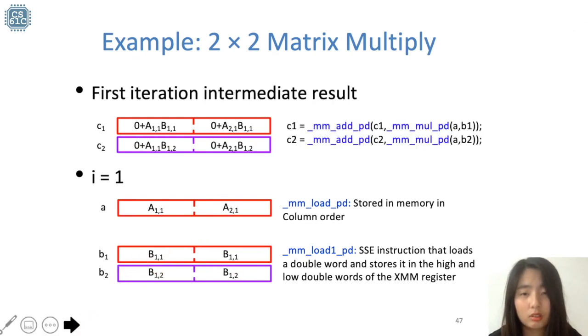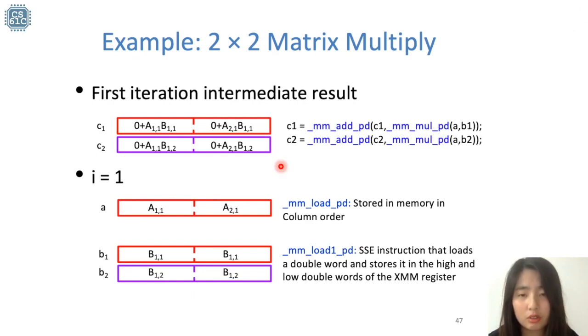Right. Let's look back to the formula again. So for the first column of C, we need to do A11 times B11, A21 times B11. That can be accomplished by multiplying vector A with vector B1, _mm_mul_pd(A, B1). For the second column of C, similarly, A11 times B12, A21 times B12 can be accomplished by multiplying A with B2, _mm_mul_pd(A, B2). That's the first iteration.